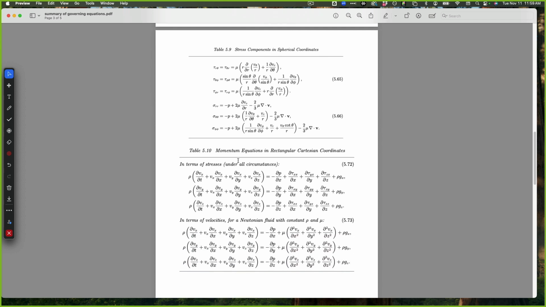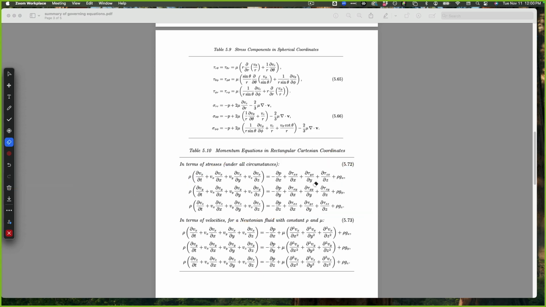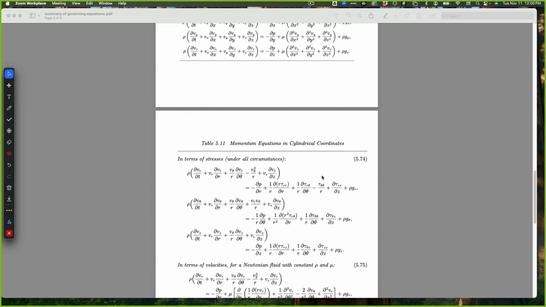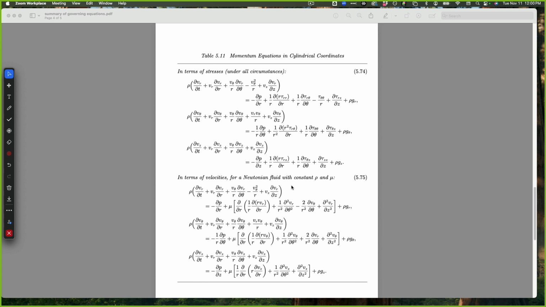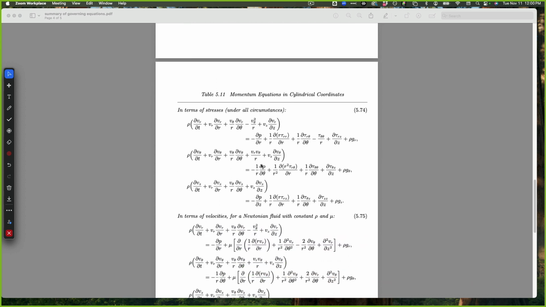And then you see the momentum equations here in terms of stress, okay? That's very important. These are the Cauchy equations, okay? It's very important that you know when you need to use those equations, right? Those equations are used when the stress tensor or the diffusion tensor is not Newtonian. If I give you another formula for stress, you take that formula and plug it into these equations, okay?